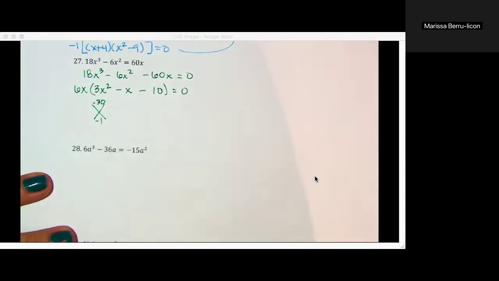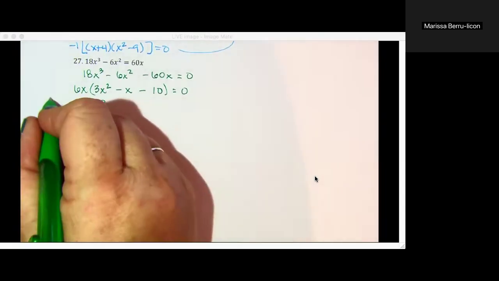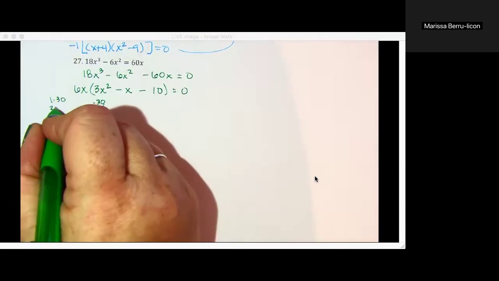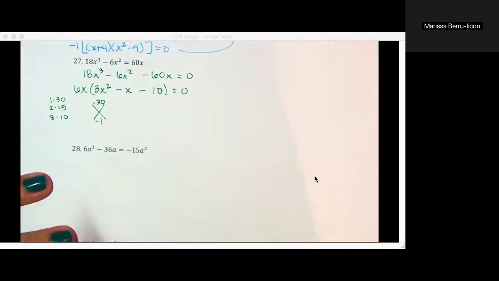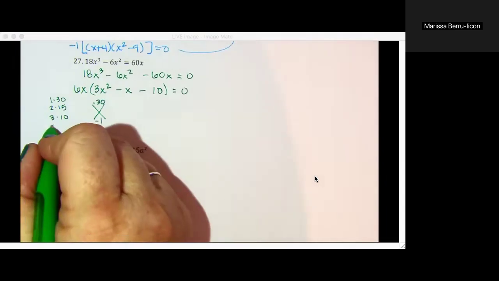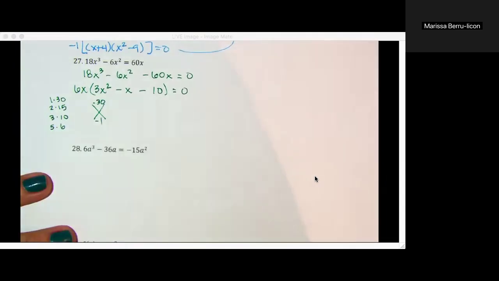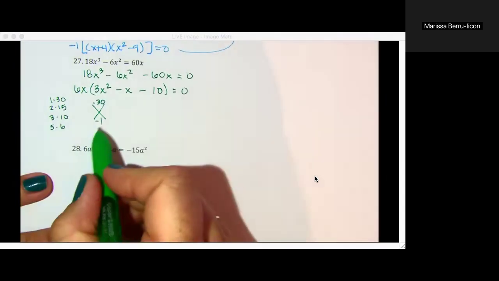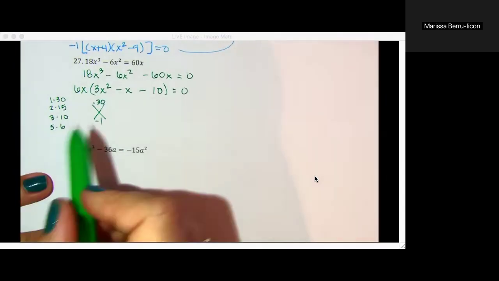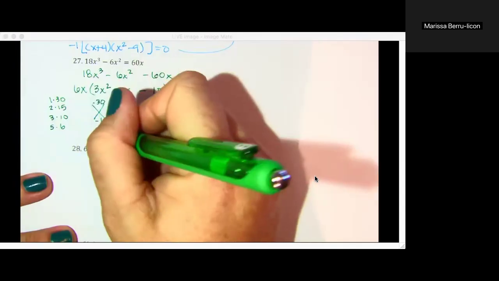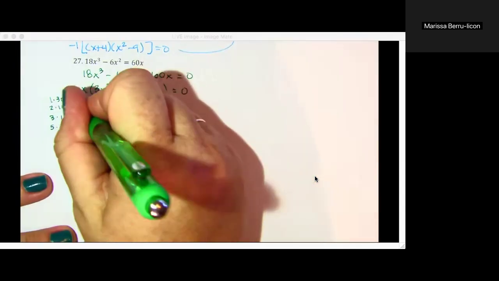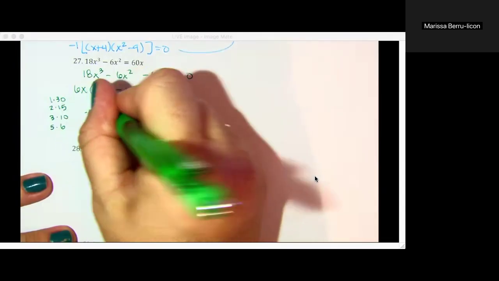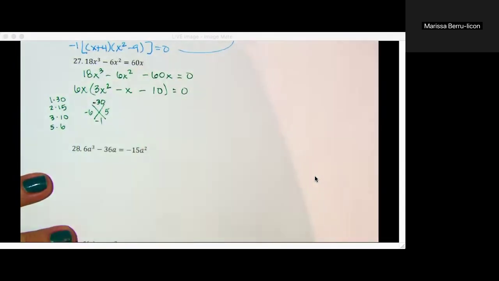Well, there's actually lots of things that multiply to 30. 1 times 30, 2 times 15, 3 times 10. It's not divisible by 4, but 5 times 6 also gives us 30. Now, 5 and 6, I think, are what's going to give us this -1 here. We know we're going to have a positive number and a negative number because they multiply to something that's negative. And we're going to have a -6 and a +5 because those add to -1.